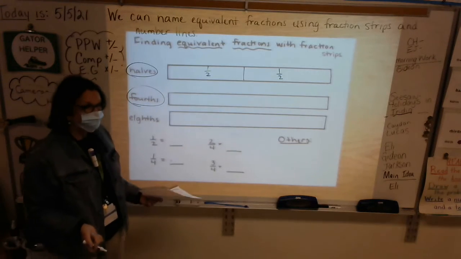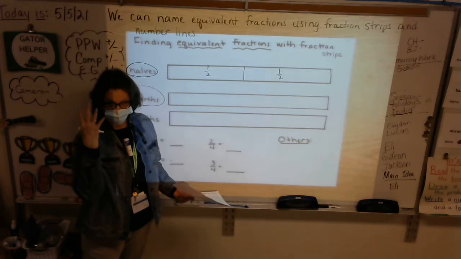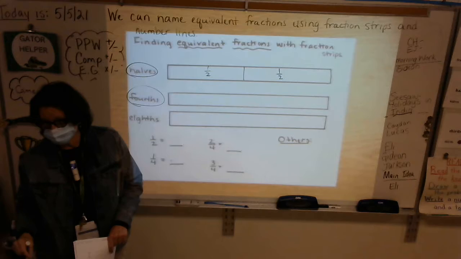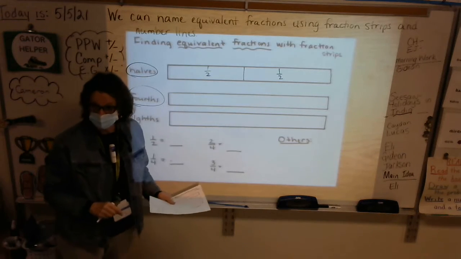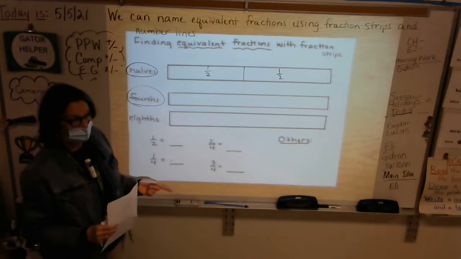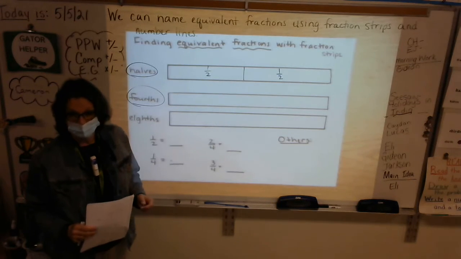Okay, now, on the next fraction strip, we want to partition it to show fourths. So how many equal parts will we need? 4. Remember, I'm not asking lines, I'm asking how many equal parts. So I could ask you how many lines do we have to draw, but make sure you're listening to my question. So I ask, how many equal parts will we need? We will need 4 equal parts.